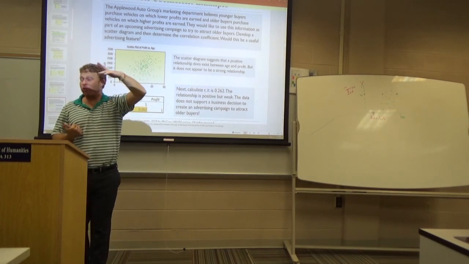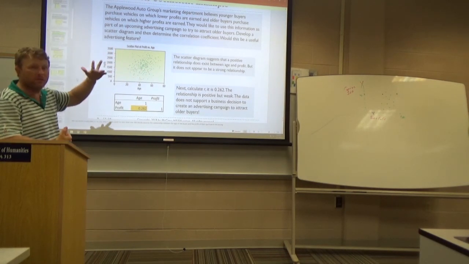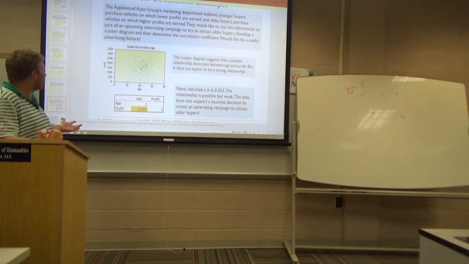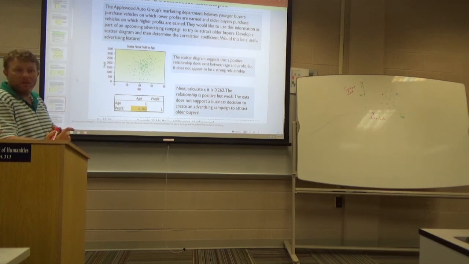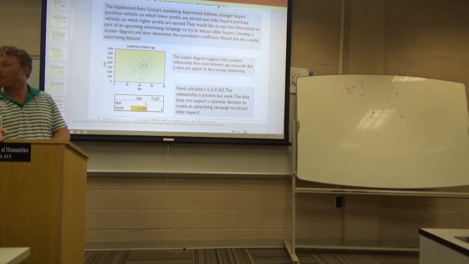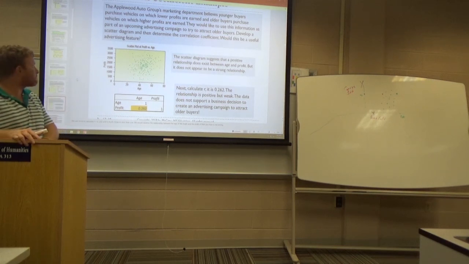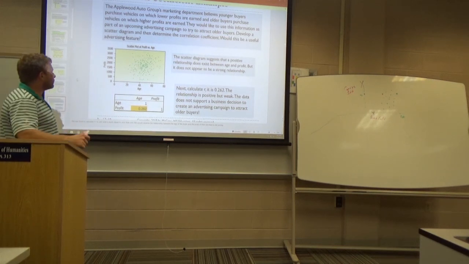Do y'all see any relationship? Who sees no relationship at all? Who just sees a smattering of dots all over the place? So you see a little positive. Who sees a little bit of a positive relationship? You can kind of see where they're clustered, where they're a little bit stronger. They just kind of want to cluster that way.